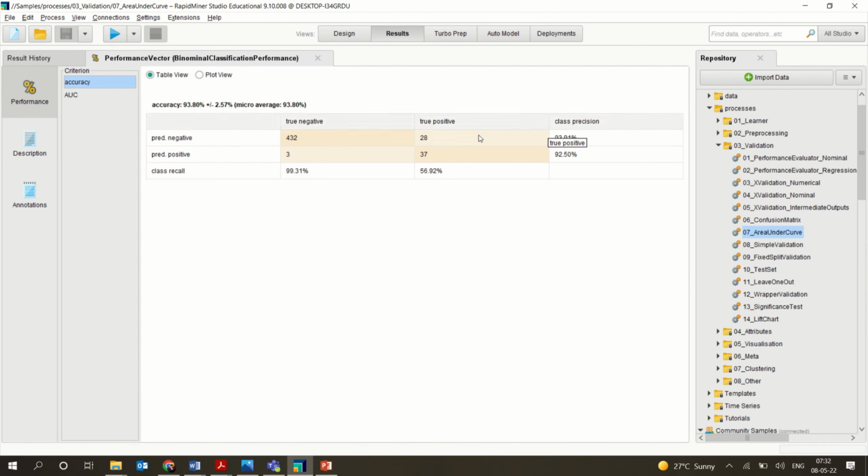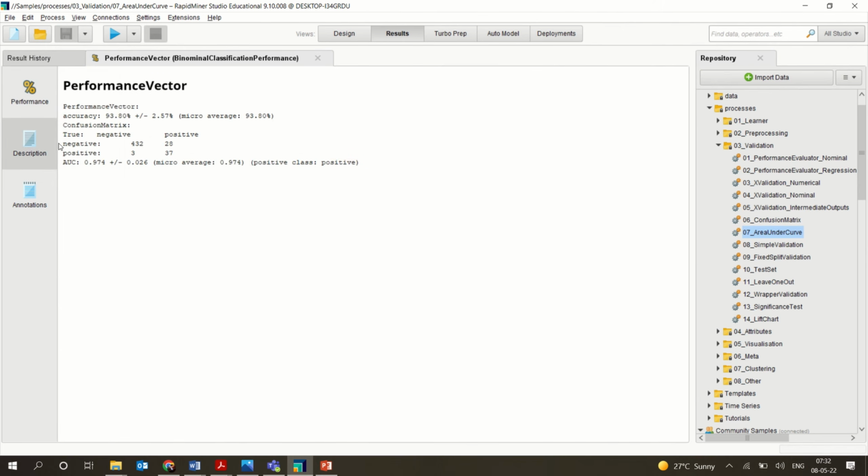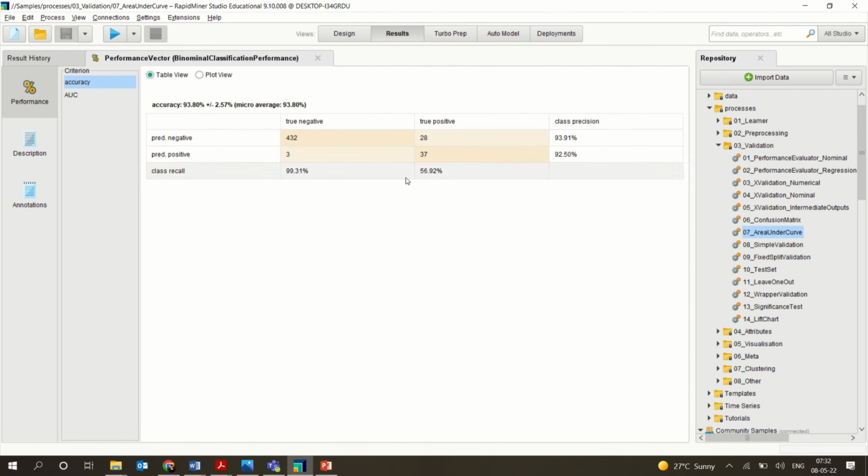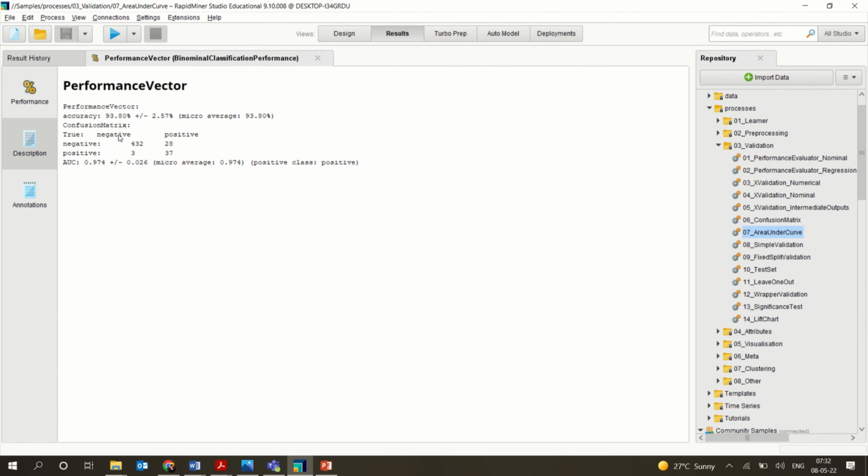When you look at the class prediction of each class, it's okay, but when you look at the recall, your accuracy is still better. The accuracy is 93%, with an error rate of 2.5%. This is how it is done. This is the confusion matrix, and it is exactly the same thing: 432, 28, 3, 37. They have just described it in this particular way.